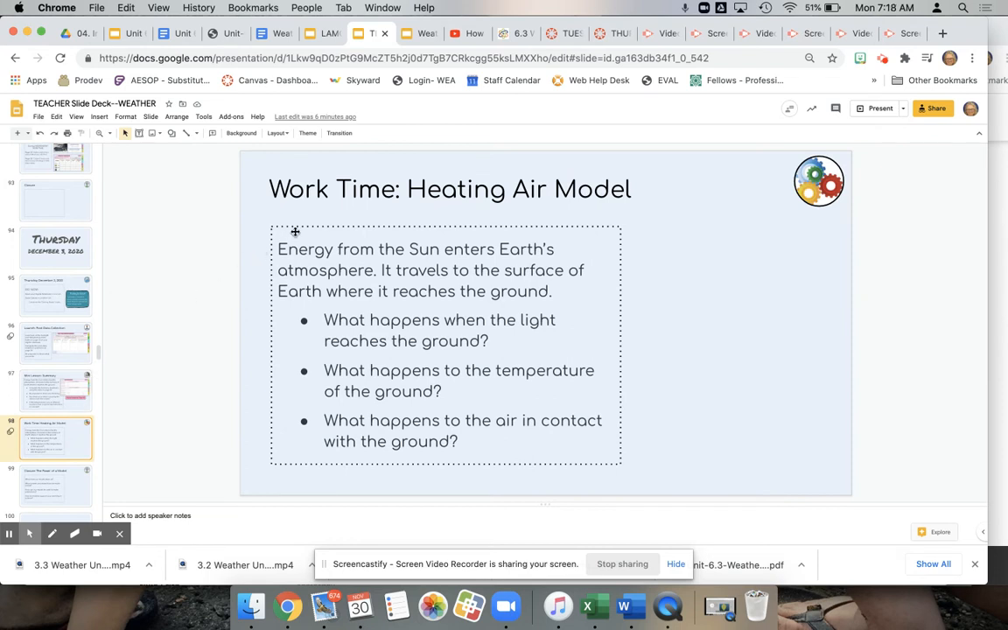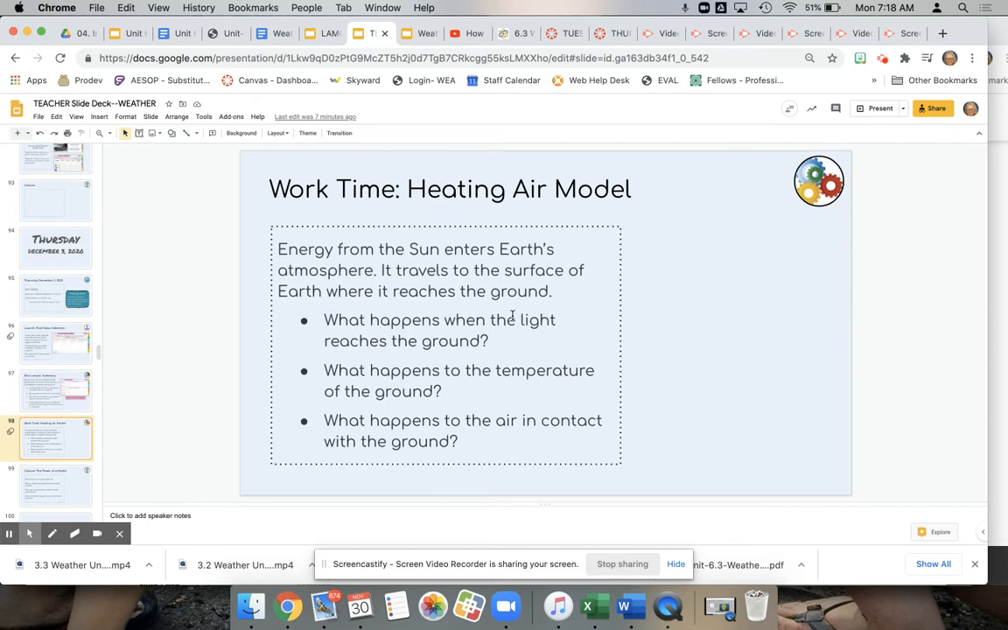So for the work time, you will be working on teaching students how to make a model of what is going on when air has different temperatures at different elevations. So guiding questions are what happens when the light reaches the ground, what happens to the temperature of the ground, and then what happens to the air in contact with the ground.